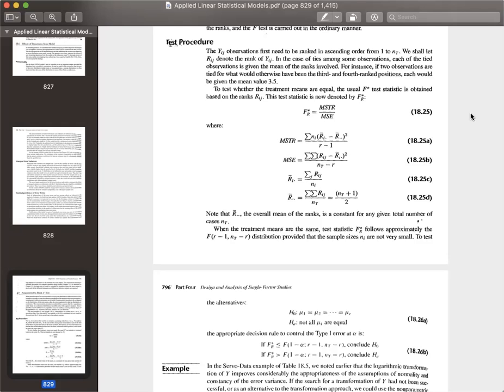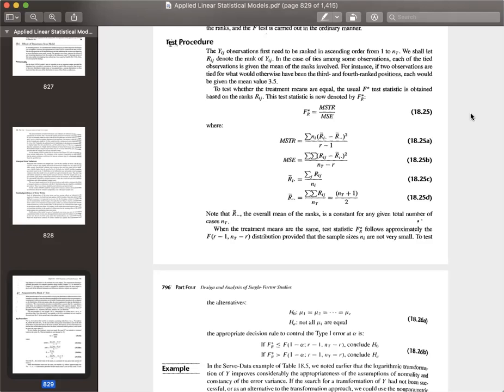To test whether treatment means are equal, the usual F-star test statistic is obtained based on the ranks Rij. This test statistic is now denoted by F star sub R, which is equal to MSTR over MSE, where MSTR is the summation of n_i times (R_i dot bar minus R dot bar) squared, over r minus 1.